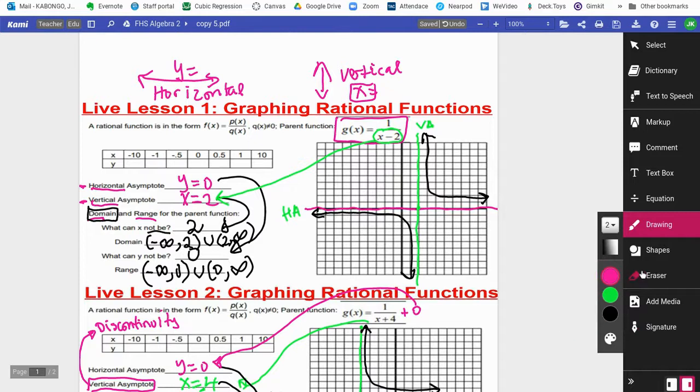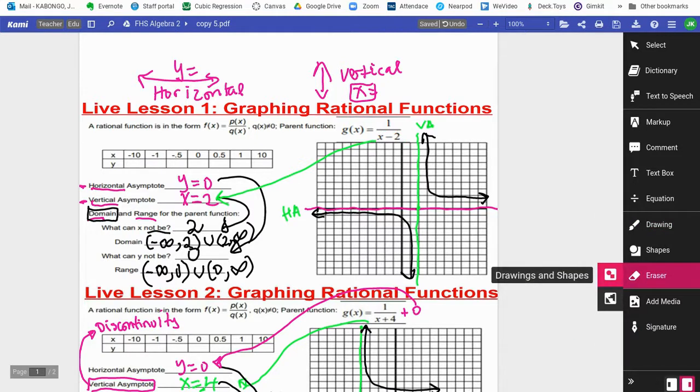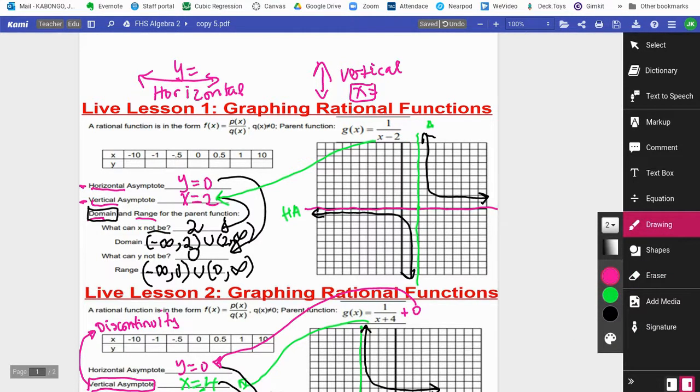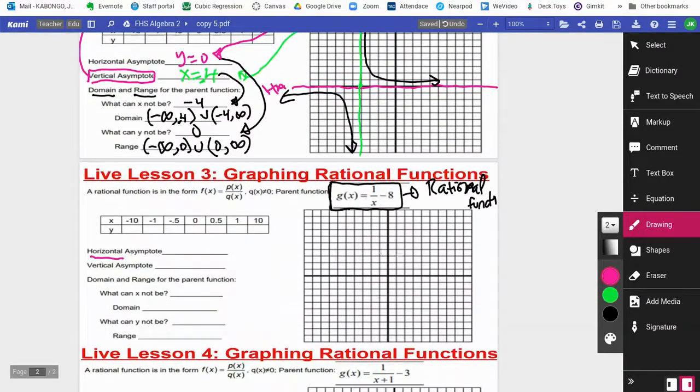Do I have any number added to this one right here? No. So you put a plus 0. That's how I was able to say the horizontal asymptote was 0. Now, if you go back to question 3, it looks like you have a number added or subtracted to it. It's negative 8. So therefore, my horizontal asymptote has to be negative 8.